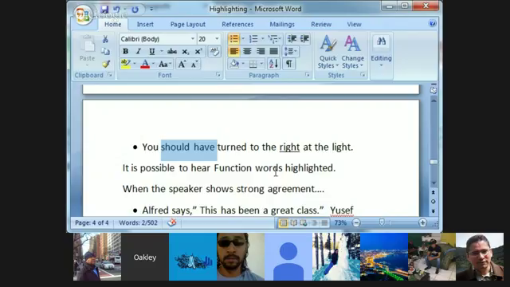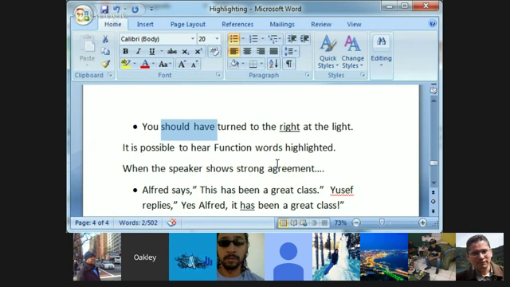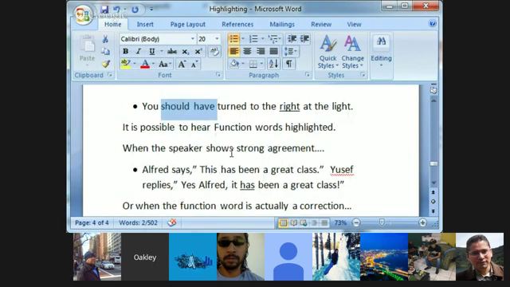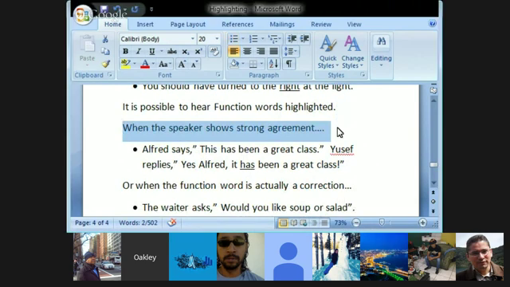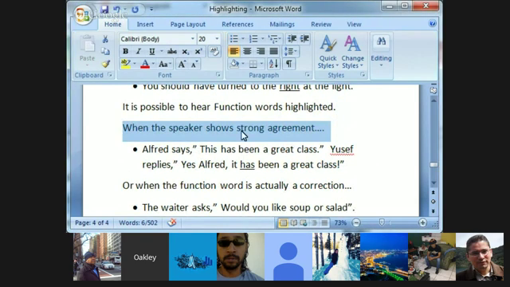Okay, it's a correction. And we don't always have to say not the left. It becomes obvious that it's a correction by our intonation. We really exaggerate the high pitch. You should have turned to the right at the light. Where are you going? Okay. All right. A couple examples of when function words are used as a highlighted word.